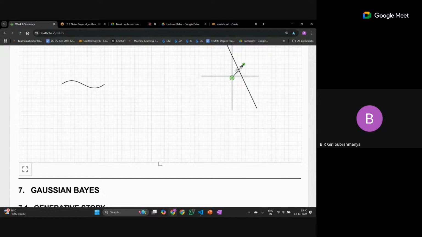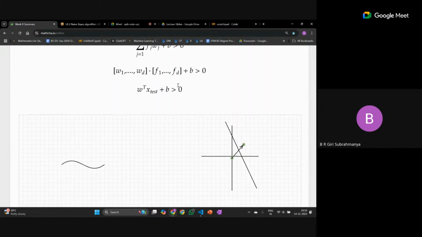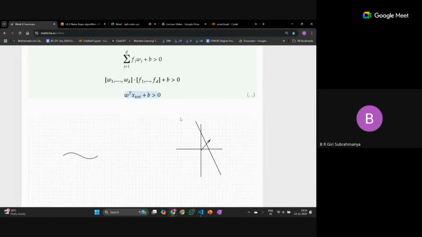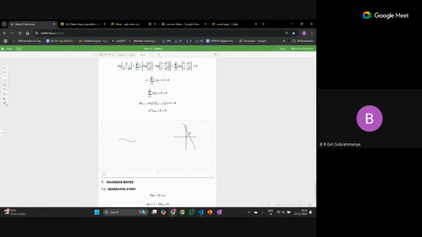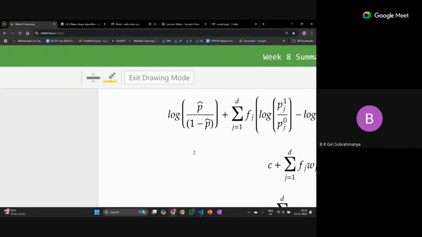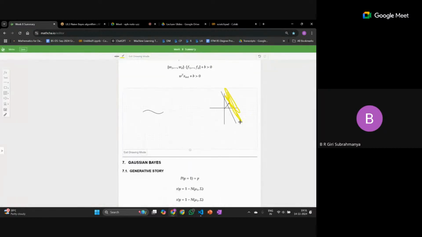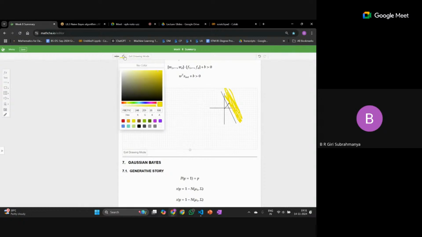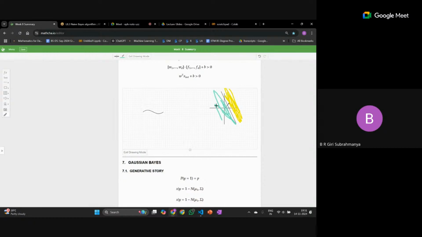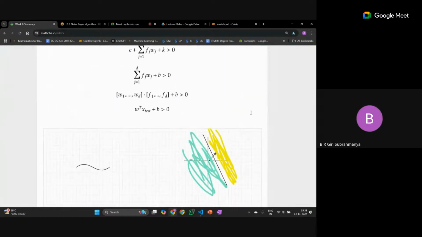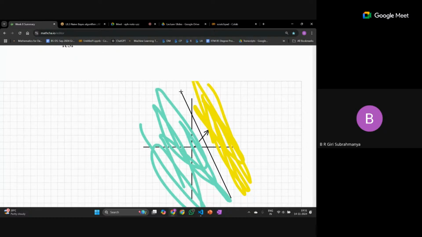Now when will you predict? If this inequality is true, you will predict 1, right? What does that basically mean? It means if your data points are on this side, you will predict 1. And if the data points are on this side, you will predict 0, correct? So this is W, and this line is the demarcator of your decision boundary. If your test data point is here, the prediction is going to be 1. If the test data point is here, the prediction will be 0.